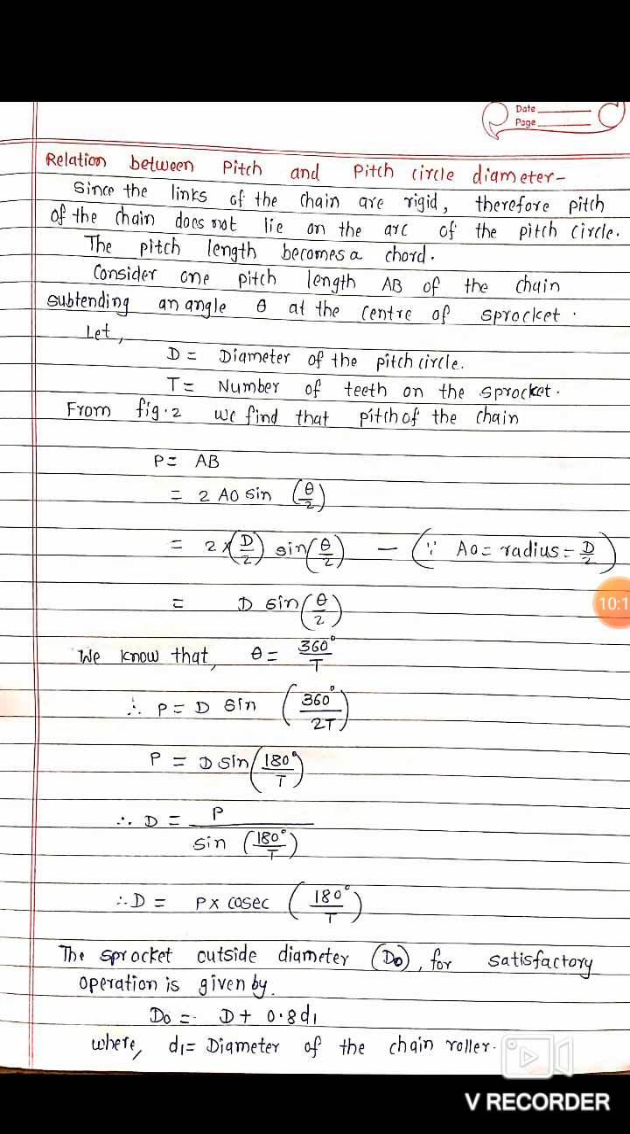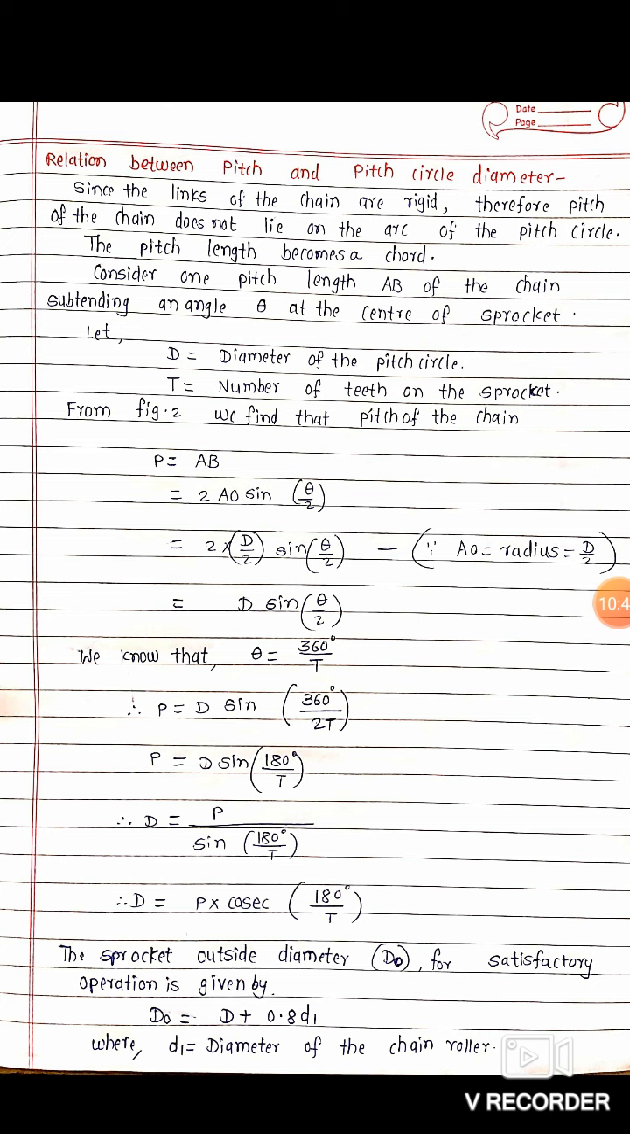And if we write the relation for the pitch circle diameter D, then D is equal to P upon sine of 180 upon T. But we know that in trigonometric relations 1 upon sine is equal to cosec. Therefore D is equal to P into cosec of 180 degrees divided by T.